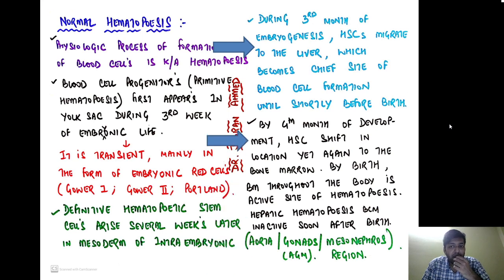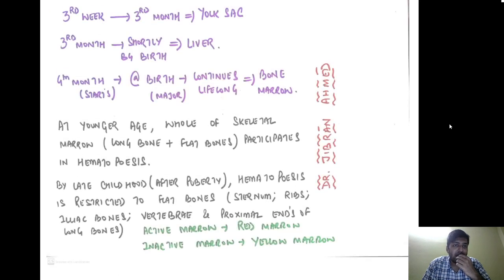Now by the 4th month of intrauterine life, hematopoietic stem cells shift in location yet again, and this time they relocate to the bone marrow. By the time of birth, the bone marrow throughout the body is an active site of hematopoiesis. Hepatic hematopoiesis becomes inactive soon after birth. So I know this is very confusing.